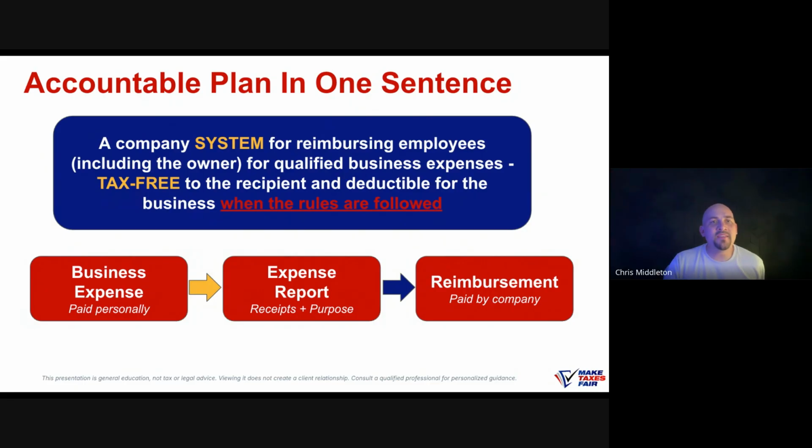Okay? So what that means is, if you're looking at this, the business expense is paid for by you personally, submitted through an expense report with the receipts and the purpose for the business. Hey, I'm paying for my cell phone. I use my line only, not my kid's line, not my spouse's line, my line only for business. And then reimbursement is paid by the company. That's when that system works to make you whole and capture those deductions as a business expense, because now it's been paid for by the company.